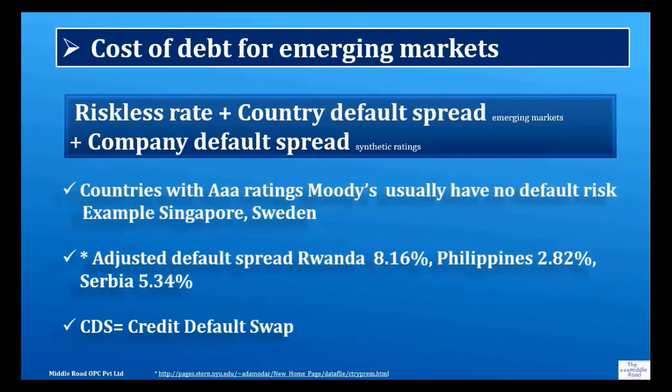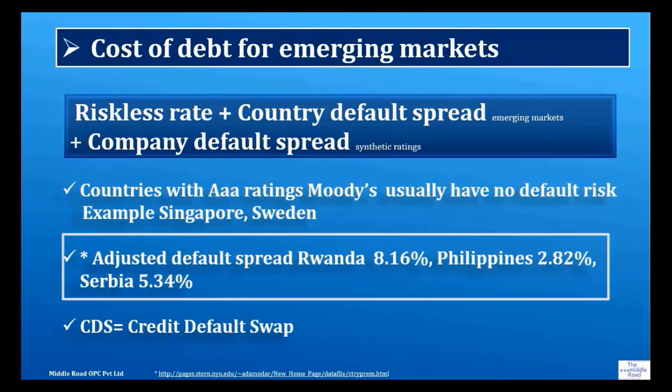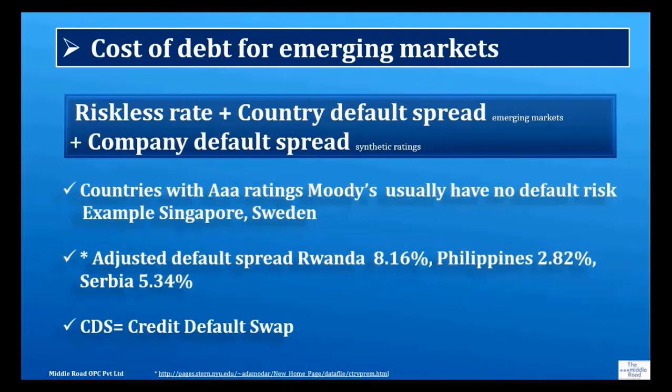Just to give you a perspective, adjusted default spread of Rwanda is 8.16, Serbia is 5.34, and Philippines is 2.82. What it also shows is that it's much riskier to be in Rwanda, so your default spread is much higher. Then it's going to be riskier than Serbia. And among these three countries, Philippines is the least risky.